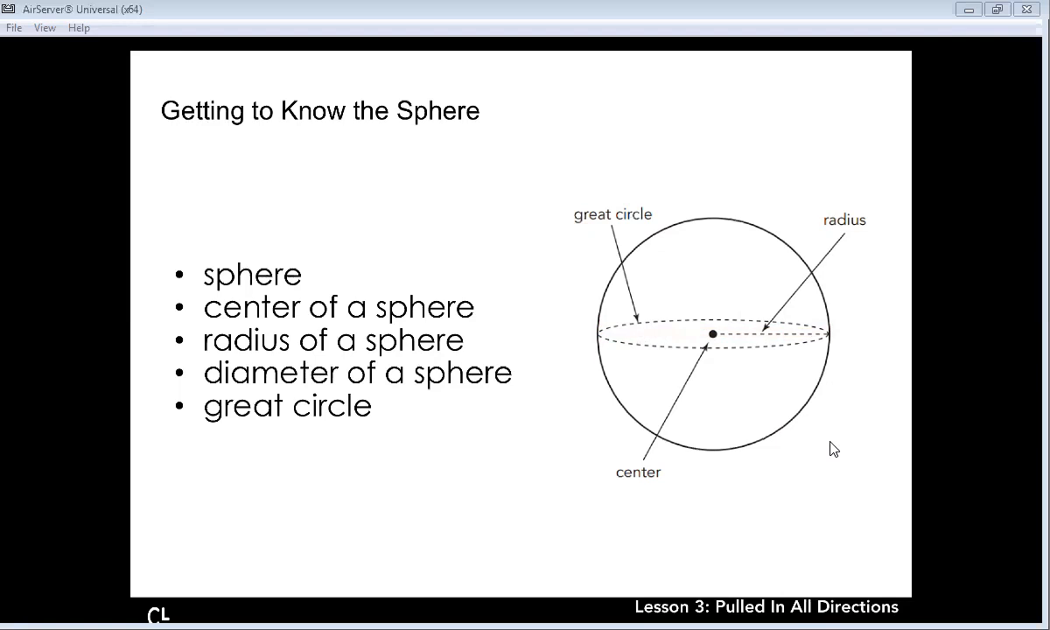A great circle is the circumference of the sphere at its widest part. So this dashed line represents the circumference of the circle at its widest point, and it is called the great circle.